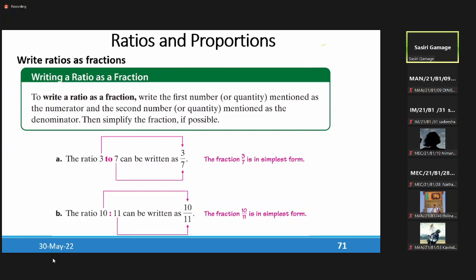Then, in another way, we can write ratios as a fraction. To write a ratio as a fraction, write the first number or quantity mentioned as the numerator and the second number or quantity mentioned as the denominator, then simplify the fraction if possible. Here, what it says: convert a ratio to a fraction.